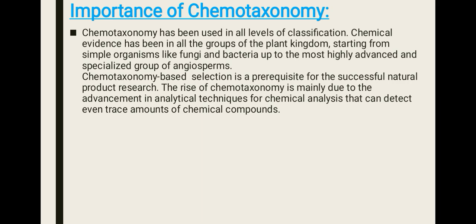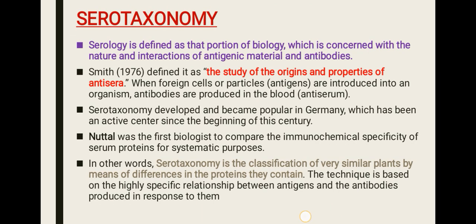Importance of chemotaxonomy. Chemotaxonomy has been used in all levels of classification. Chemical evidence has been used in all the groups of plant kingdom, starting from simple organisms like fungi and bacteria up to the most highly advanced and specialized group of angiosperms. Chemotaxonomy-based selection is a prerequisite for successful natural product research. The rise of chemotaxonomy is mainly due to the advancement in analytical techniques for chemical analysis, which can detect even trace amounts of chemical compounds.